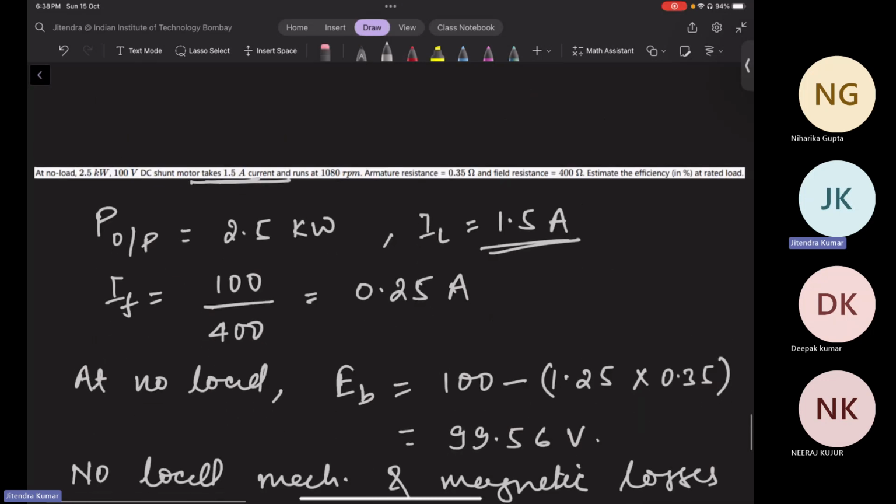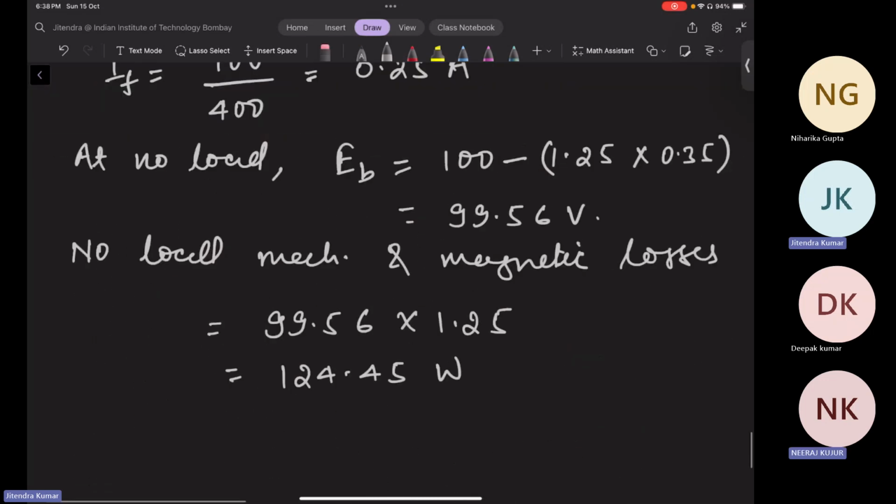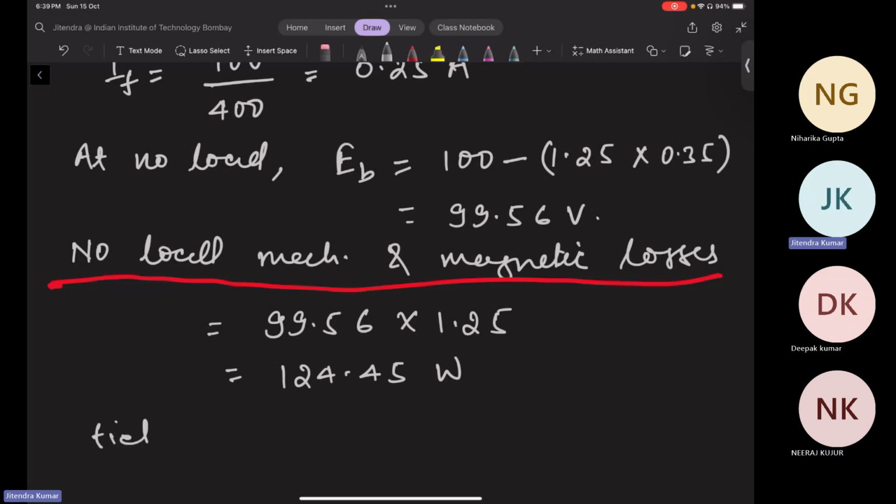Now, what about armature losses and field losses, right? Oh, no, no. Again, we are committing that mistake. I guess here, these are the no load losses. In this loss, field loss is not included, right? In this loss, no load mechanical, meaning rotational loss, and magnetic loss. So this is a part of constant losses, but it is not the total constant loss. So we have to calculate field copper loss.